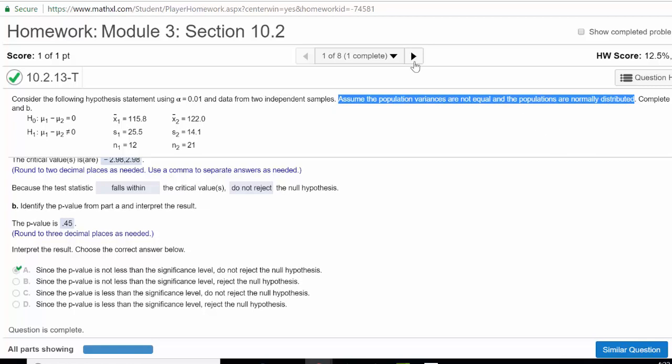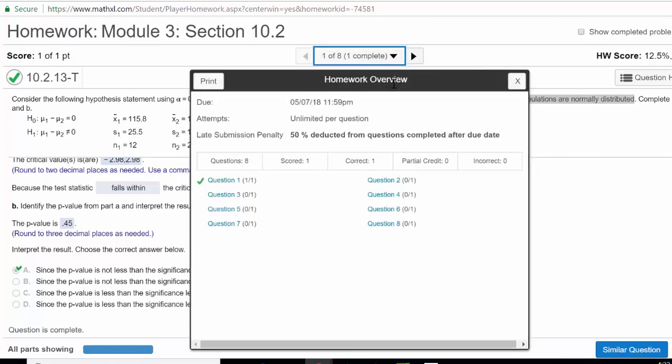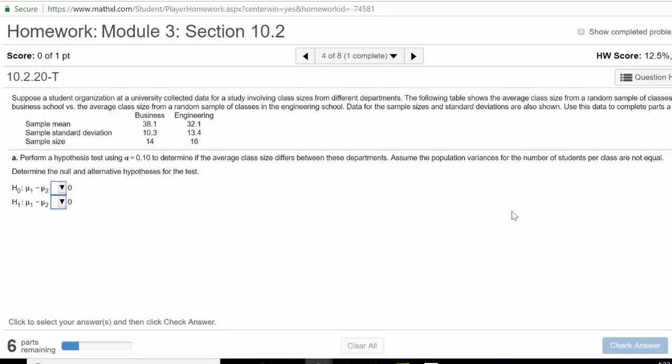Okay, let's solve a problem that's actually a word problem. So I want to do problem 4. Let's see what we have going on here. Suppose a student organization at a university collected data for a study involving class sizes from different departments. So we have business department and engineering. They tell us the sample mean size, standard deviation and sample size. Okay, use this data to complete parts A through C.